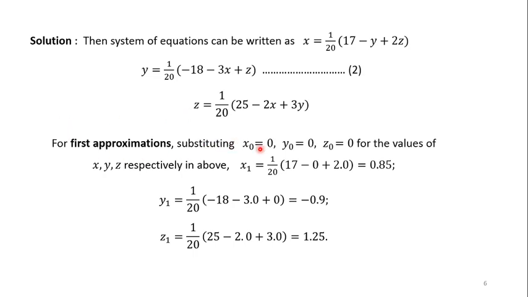Then for the first approximation, since the question does not mention x0, y0, z0 values, we take 0, 0, 0 for the values of x, y, z respectively. So if we substitute in the first one, we will get x1, so the value is 0.85. Then substituting in the second part we get y1, meaning the value of y. And then in the third component we get the value of z, which we call z1. So this z value will be 1.25. Please solve and check it.